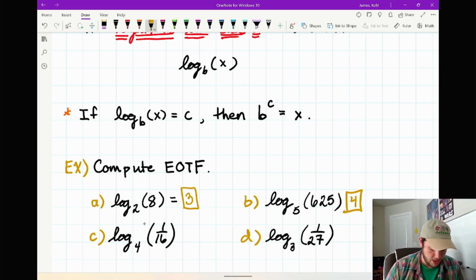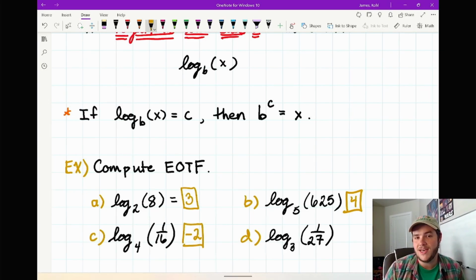These two are a little trickier. What power do I need to give 4 to get back 1/16? Now, if it was just 16, you would probably immediately say 2, and you'd be right. But here I've got 1/16. Remember, negative numbers cause us to flip it over. So 4 to the negative 2 power is 1/16. Similarly, log base 3 of 1/27 is negative 3.